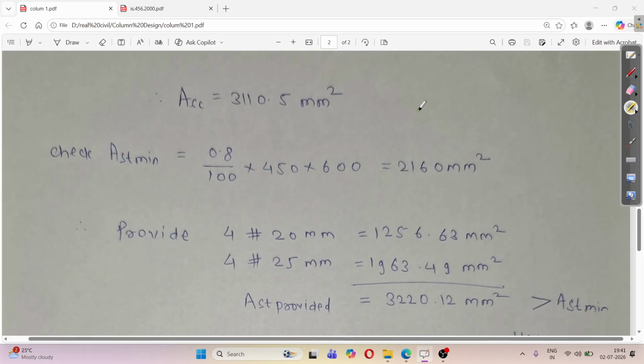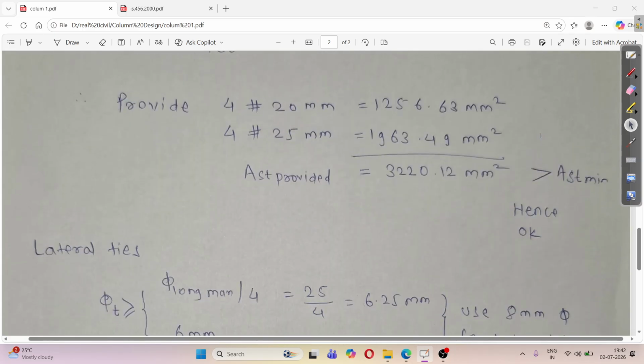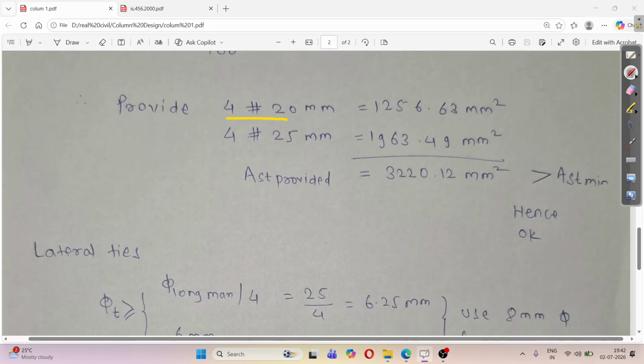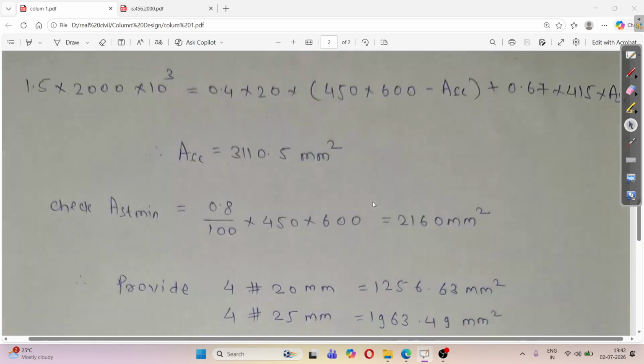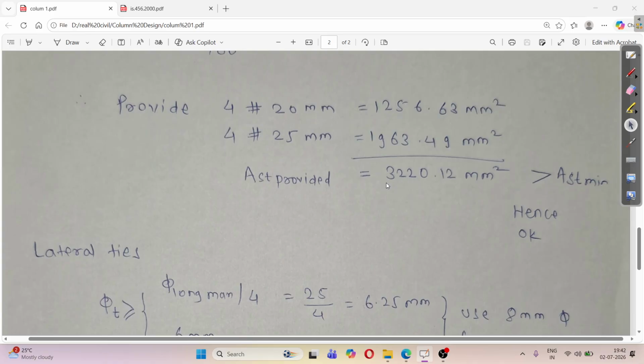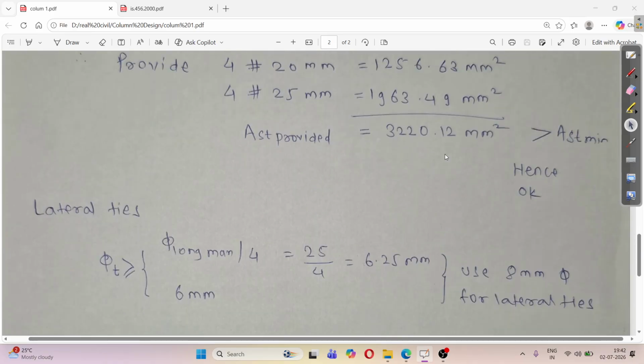So we have to determine the number of bars to fulfill this area. I have provided 4 bars of 20 mm and 4 bars of 25 mm. Together the Ast provided will become 3220.12 mm square, which is greater than Ast minimum and also greater than Ast required. So here you can see the Ast required is 3110 and we are providing 3220.